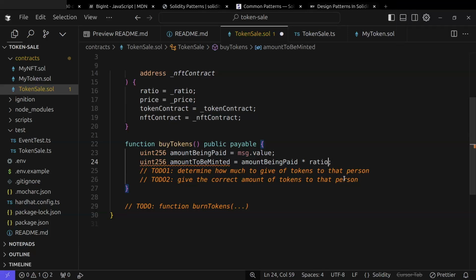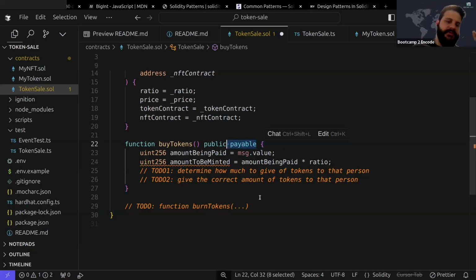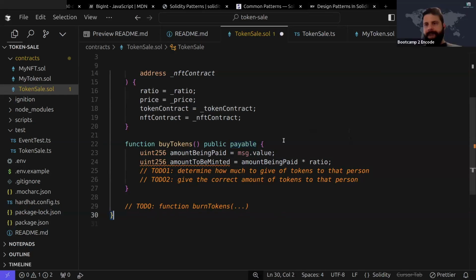And this message dot value, is there a link with gas fee or is it not related? Not related to gas fee. This is related to the amount I'm passing for that function, as we saw in lesson 2 or 3, I guess. Okay.